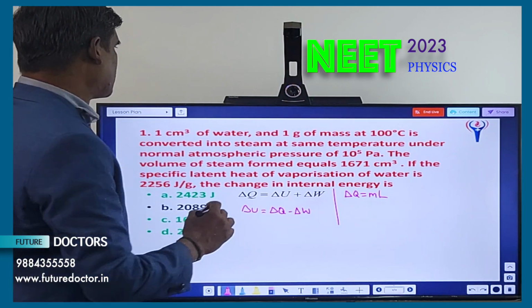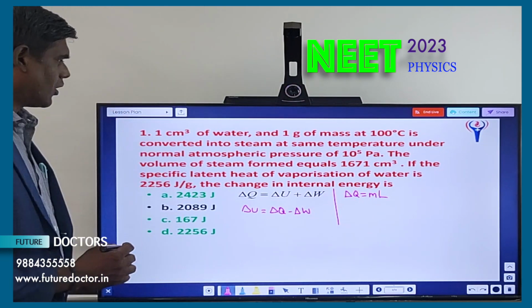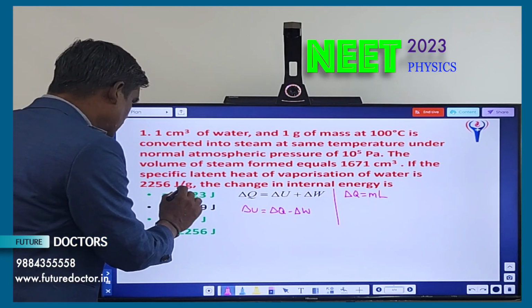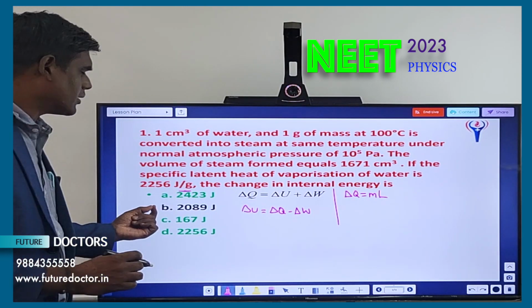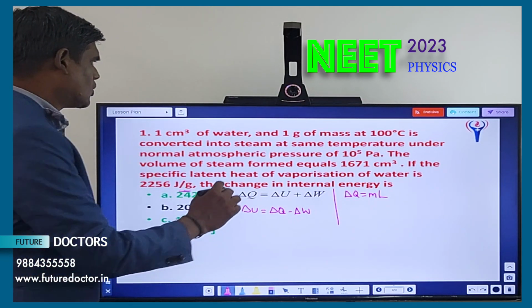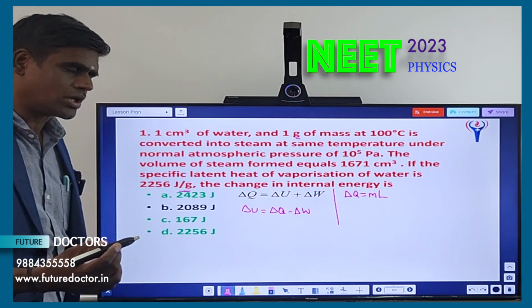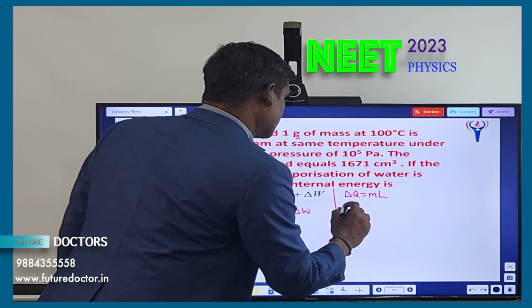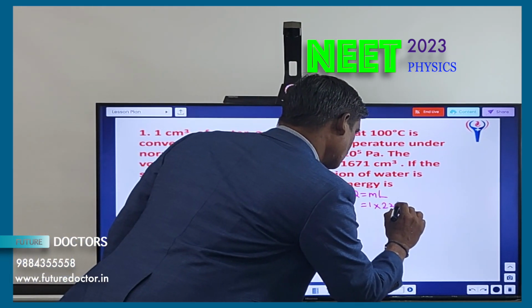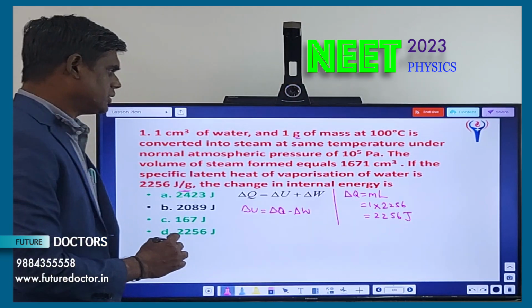What is the value of M? M is the mass, 1 gram, and L is 2256 joule per gram. You should convert this gram mass into kilogram, but no need, because the latent heat value is already given per gram. So multiply by this 1 gram, you will get the same. So no need to convert gram into kilogram. Therefore substitute directly. M is 1 into L. Value of L is 2256. So 2256 joules. This is ΔQ.